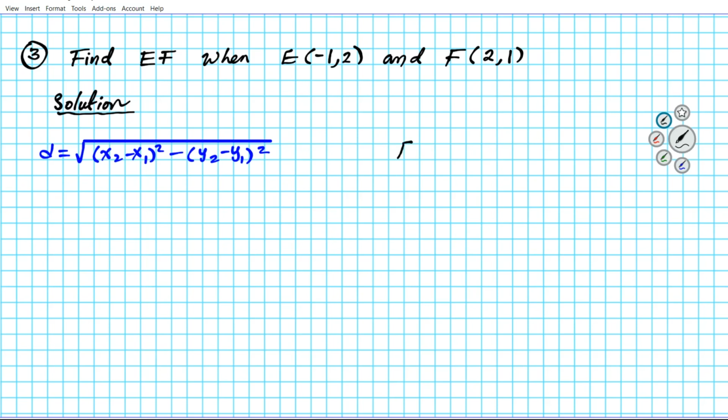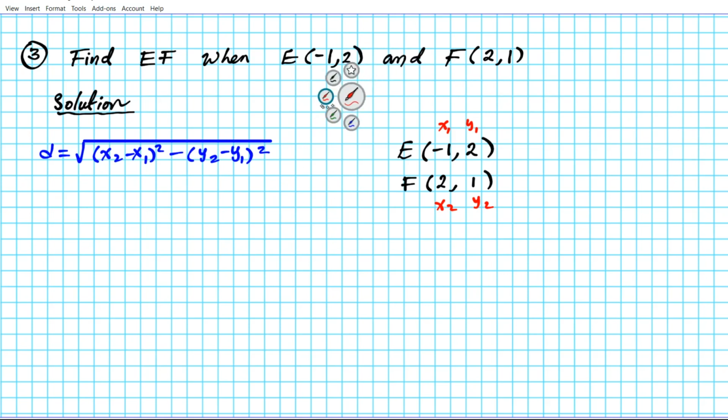Point E is negative 1, 2. So that's our x1, y1, okay? And then point F is 2, 1. That's our x2, y2. So we know what they are. Let's go ahead and go right in. We're going to skip the step of outlining them. Hopefully you have it mastered by now.